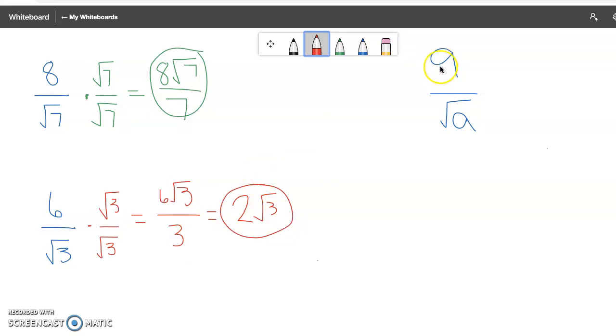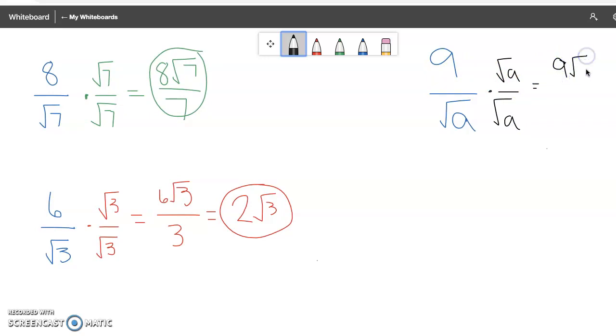In the last one, we have 9 over radical a. So you can still do the same exact work with letters as you did with the numbers. You multiply both by the radical in the denominator, so it's square root of a, square root of a. So 9 times radical a is just 9 radical a. And the radical a times radical a is just a, and it's okay to have the variable in the denominator, and that is your final answer.